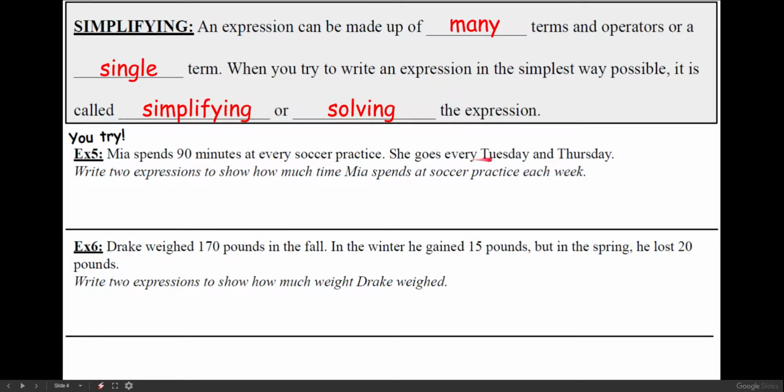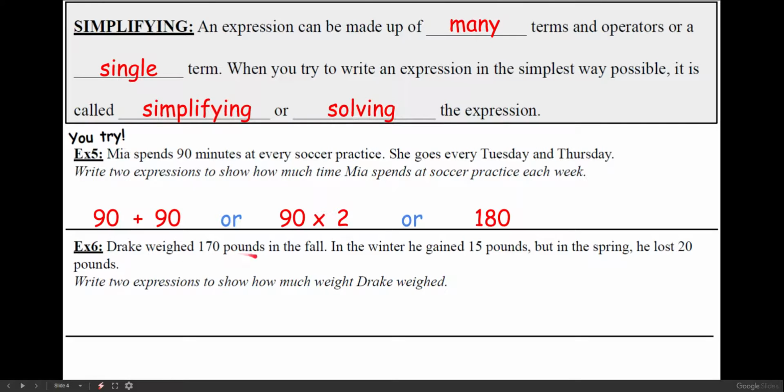So Mia spends 90 minutes at every soccer practice. She goes every Tuesday and Thursday. Write 2 expressions to show how much time Mia spends at soccer practice each week. Well, we could say how much time does she spend each week? Well, she goes 90 minutes every Tuesday and 90 minutes every Thursday. So that's one way of writing it. Or you can just say she spends 90 times 2 because she goes twice a week. Or you can say 180. You could have chosen any two of those.